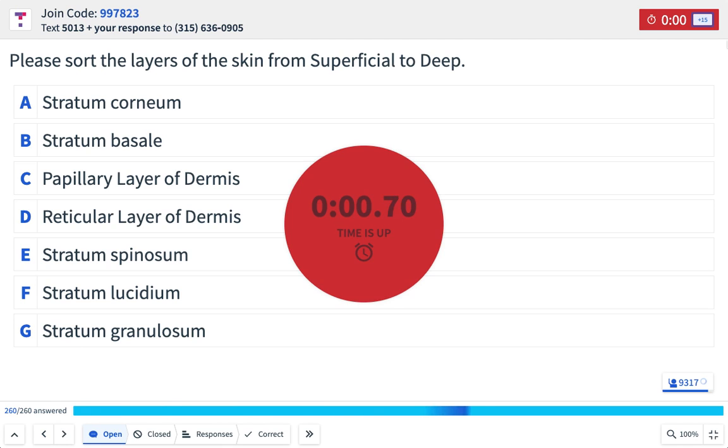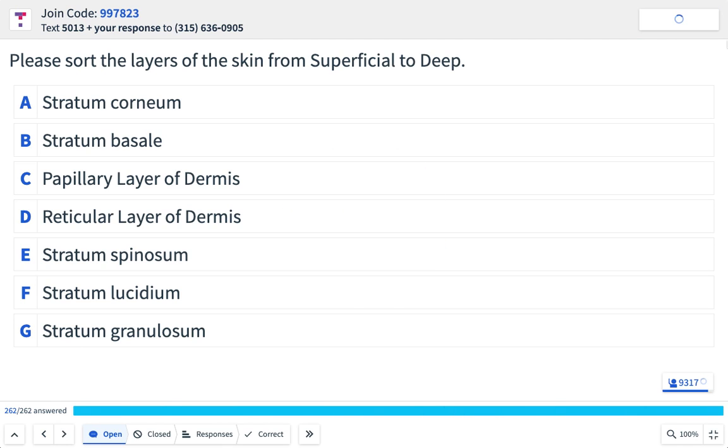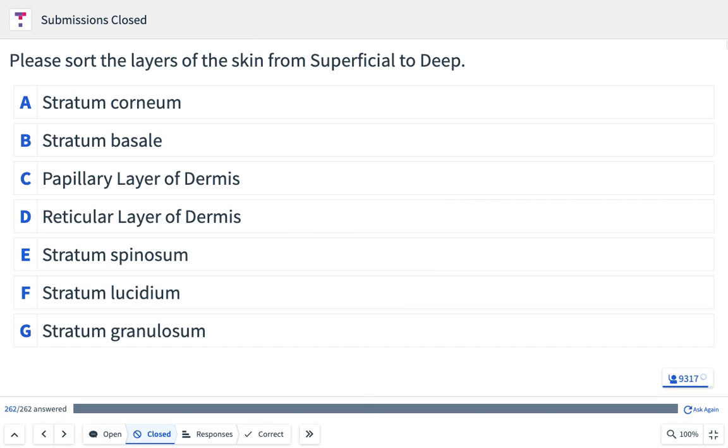So let's talk about the layers. Starting from superficial to deep, we have the stratum corneum of the epidermis. Deep to the stratum corneum, we have stratum lucidum. After stratum lucidum, you should have stratum granulosum. From there is the stratum spinosum, and the next is stratum basale. So those are the 5 layers of the epidermis.